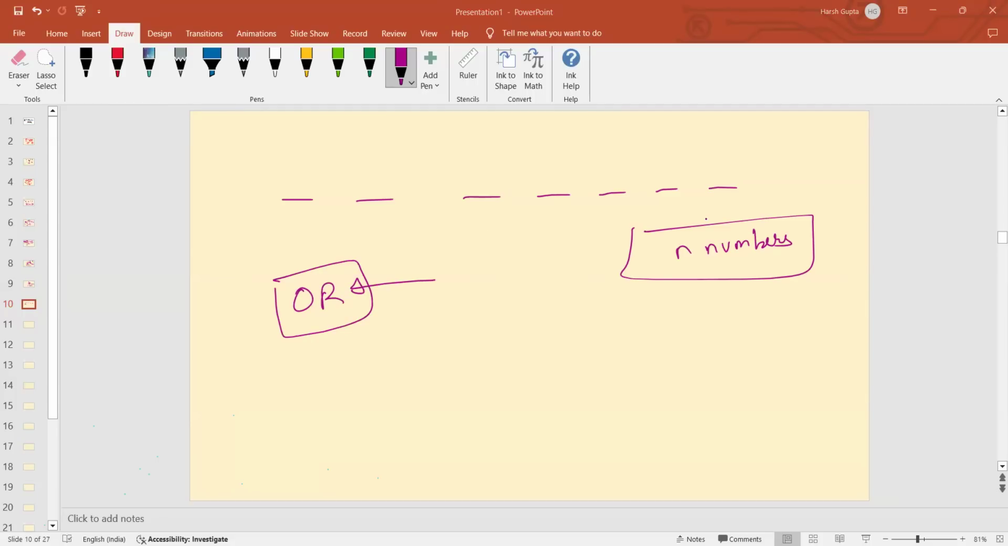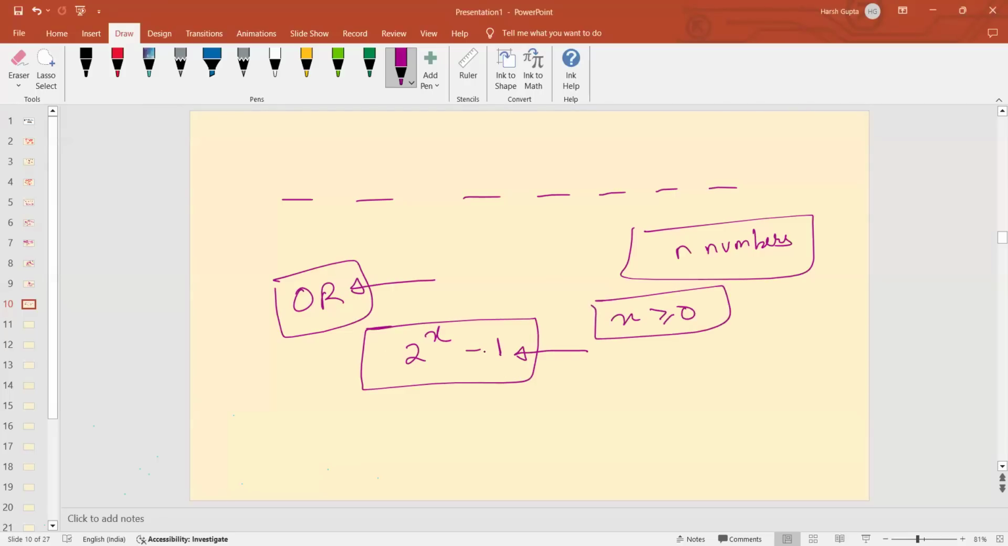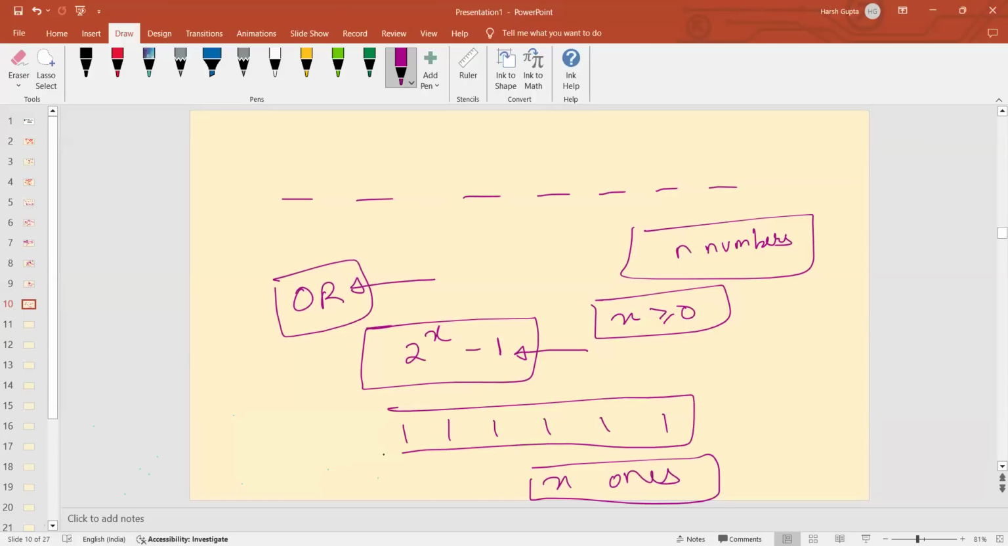So you are doing the OR of all the numbers. Now what you want is that once you do the OR of all the numbers present in the array, the result should be of the form 2 power x minus 1. Can anyone guess how 2 power x minus 1 looks, for any x greater than or equal to 0? Yeah, it is all ones. 2 power x minus 1 is actually x ones, the last x bits set and no other bit set. This is how 2 power x minus 1 looks.